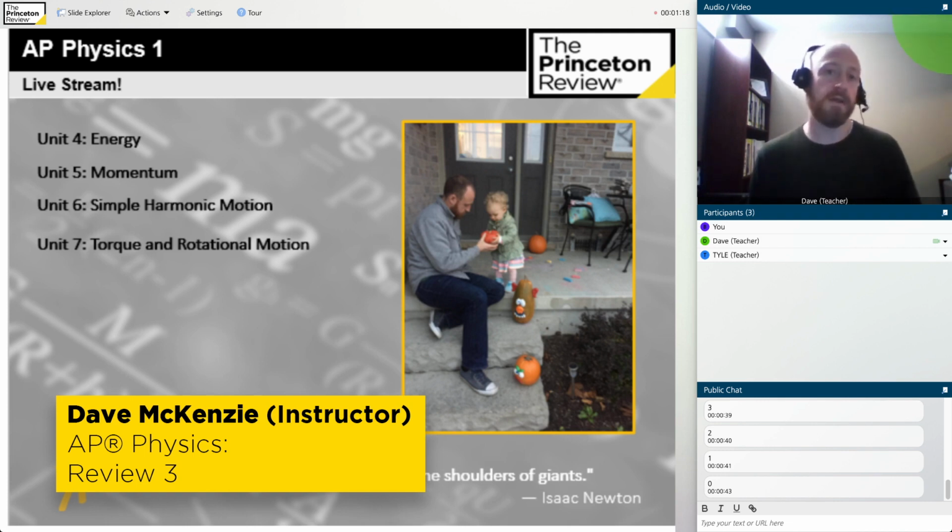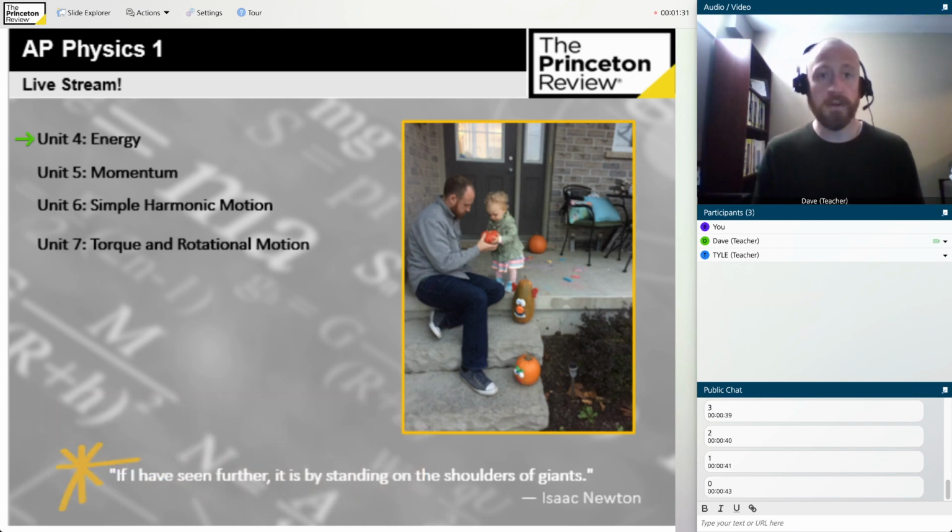And last week, I covered units 1 through 3, which brought us through kinematics, Newton's laws, as well as uniform circular motion and gravitation. What I'm going to do today is build on that by going through the other units. So we'll talk about energy, momentum, simple harmonic motion, as well as, based on time, torque and rotational motion.